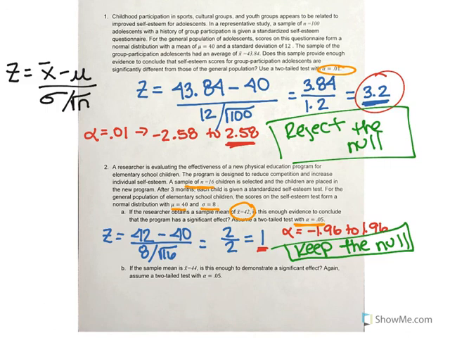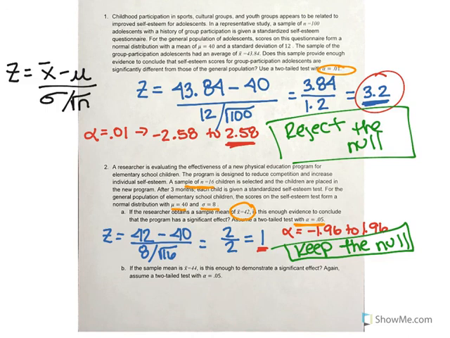So if you were answering the question properly, it says, is this enough evidence to conclude that the program has a significant effect? No, it's not enough evidence. It's not enough evidence for me to go with an alternative. So that would be keeping the null.